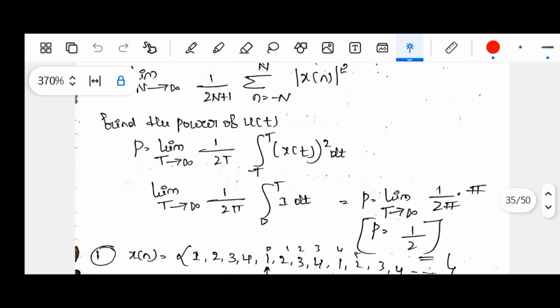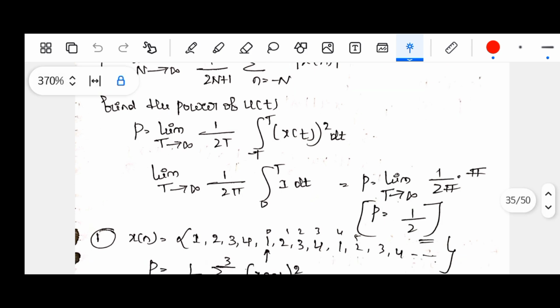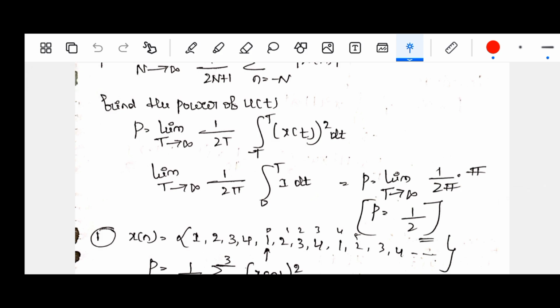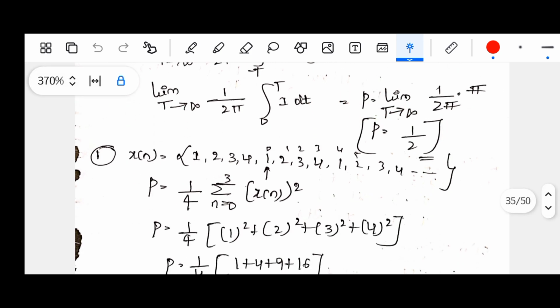Let P be equal to the limit as T tends to infinity of 1 by 2T times the integration from minus T to T of x of t whole square dt. Taking the signal as 1, this becomes 1 by 2 pi times the integration from 0 to pi of 1 dt. P is equal to the limit of 1 divided by 2 pi into pi, the pi cancels, so the value of P will be 1 by 2.